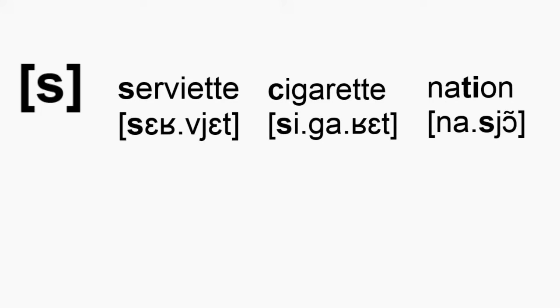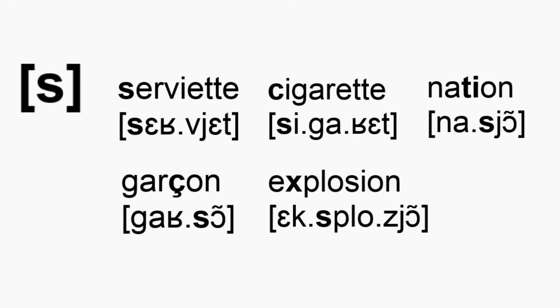The nice thing about these letters is that they always sound and look the same, regardless of what madness is going on in the French spellings. So this S character, for instance, sounds and looks the same in serviette, cigarette, nation, garçon, and explosion. It's a really handy feature of this alphabet.